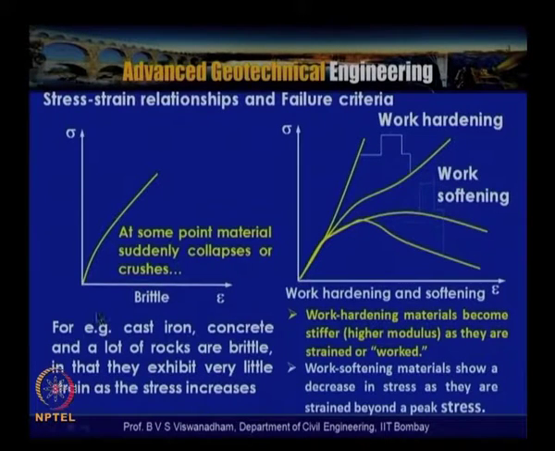This generally can happen for cast iron or concrete or some cement stabilized soils, which tend to exhibit brittle behavior. Brittle behavior is that, abruptly, after attaining a particular strain, the material undergoes a sudden collapse or gets crushed. Examples are cast iron, concrete, and a lot of rocks, which are brittle in nature in that they exhibit very little strain as the stress increases. So, there will be an abrupt failure.